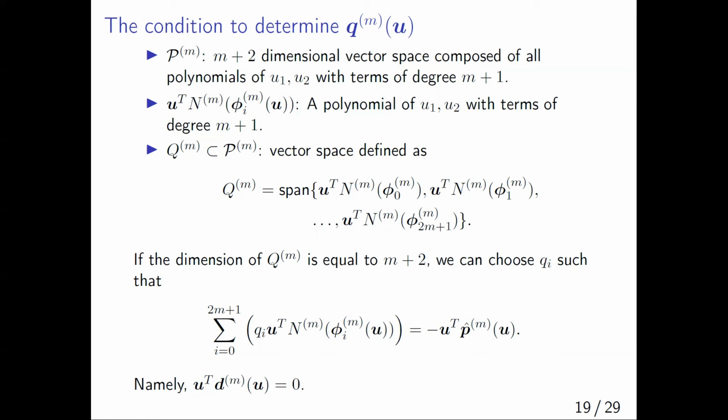Let Qm be the vector space defined as this equation. Qm is a subset of calligraphy Pm. If the dimension of Qm is equal to m plus 2, we can choose Qm satisfying this equation. Then U transpose Dm equals 0.